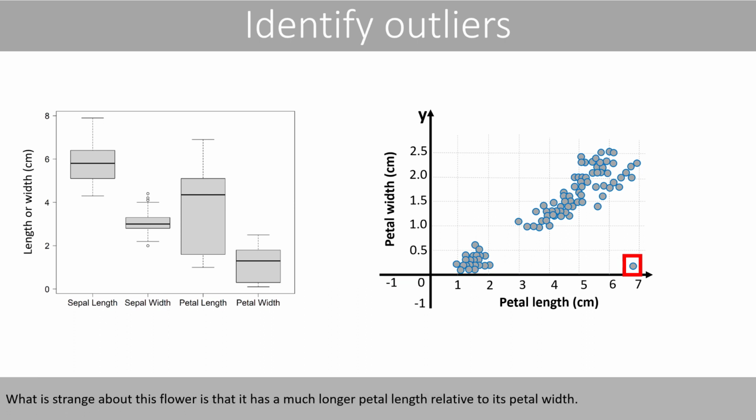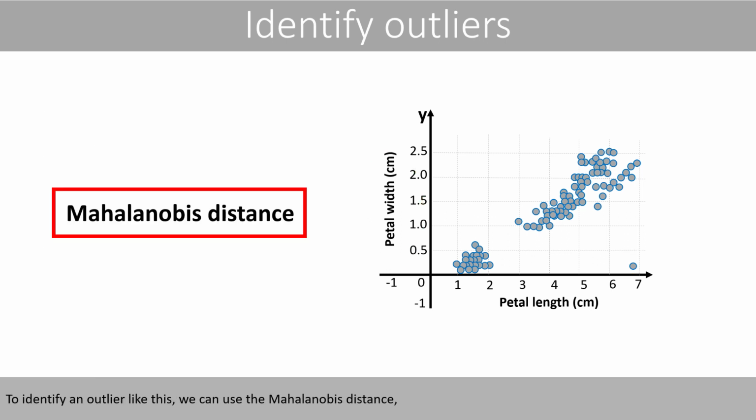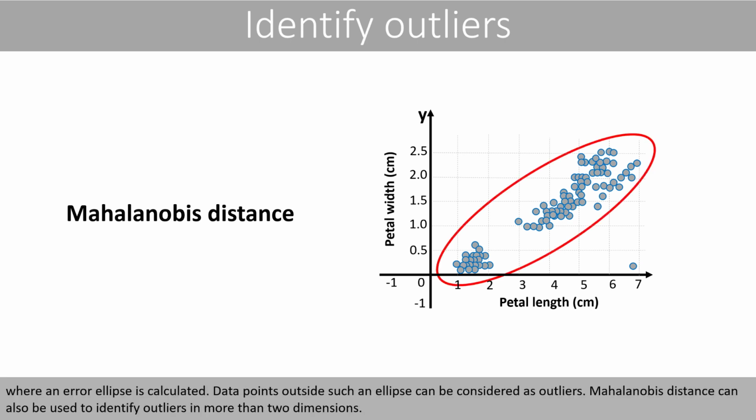What is strange about this flower is that it has a much longer petal length relative to its petal width. To identify an outlier like this, we can use the Mahalanobis distance, where an error ellipse is calculated. Data points outside the ellipse can be considered as outliers. Mahalanobis distance can also be used to identify outliers in more than 2 dimensions.